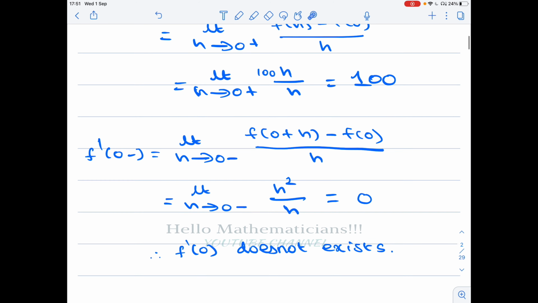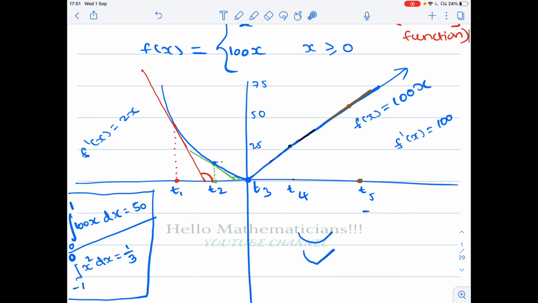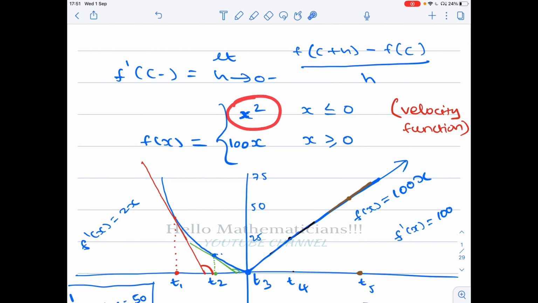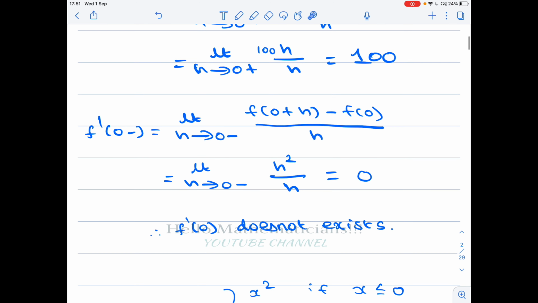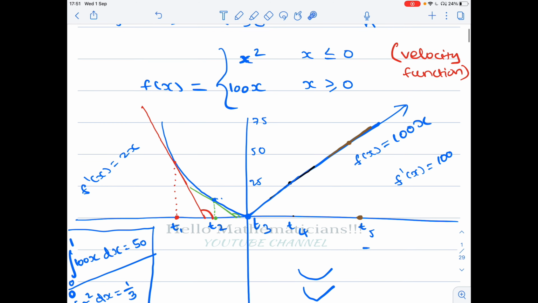Similarly, if you look at the left derivative of the function, when you approach 0 from the left side, you will get negative numbers. For negative numbers, the function definition is x square. So f of 0 plus h equals f of h, that is h square. f of 0 is 0, divided by h. If you cancel one h, you get the limit h tends to 0 minus of h, which is equal to 0. Therefore the left derivative and right derivative are not equal. Therefore this function is not differentiable at 0.